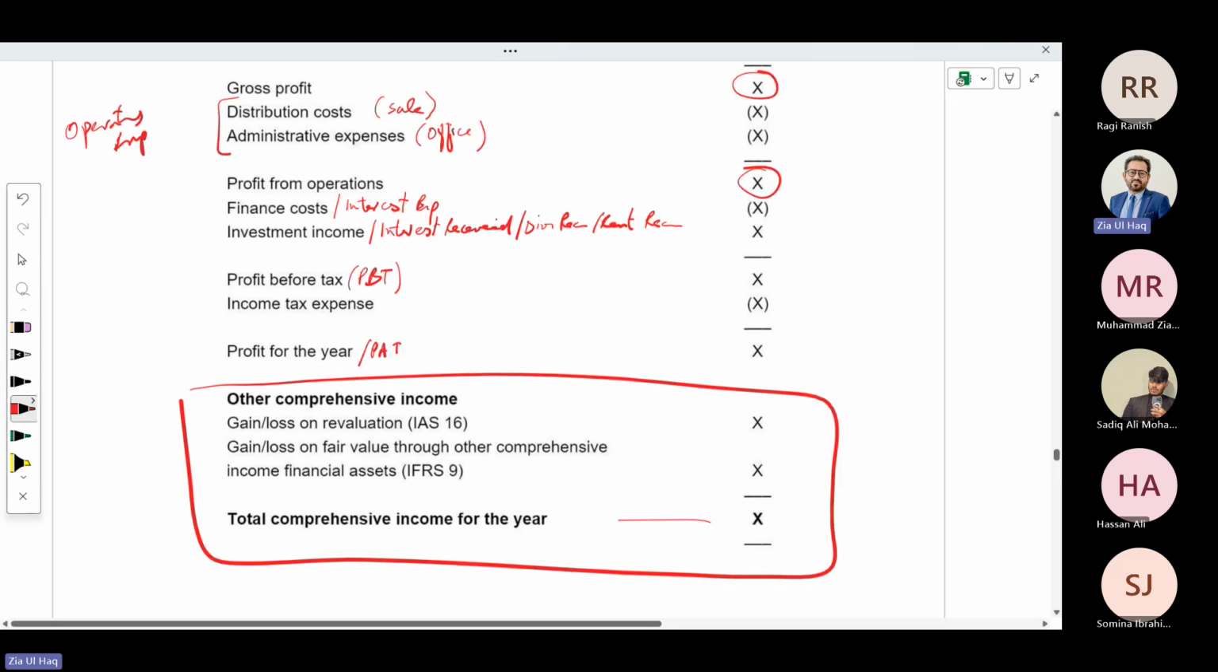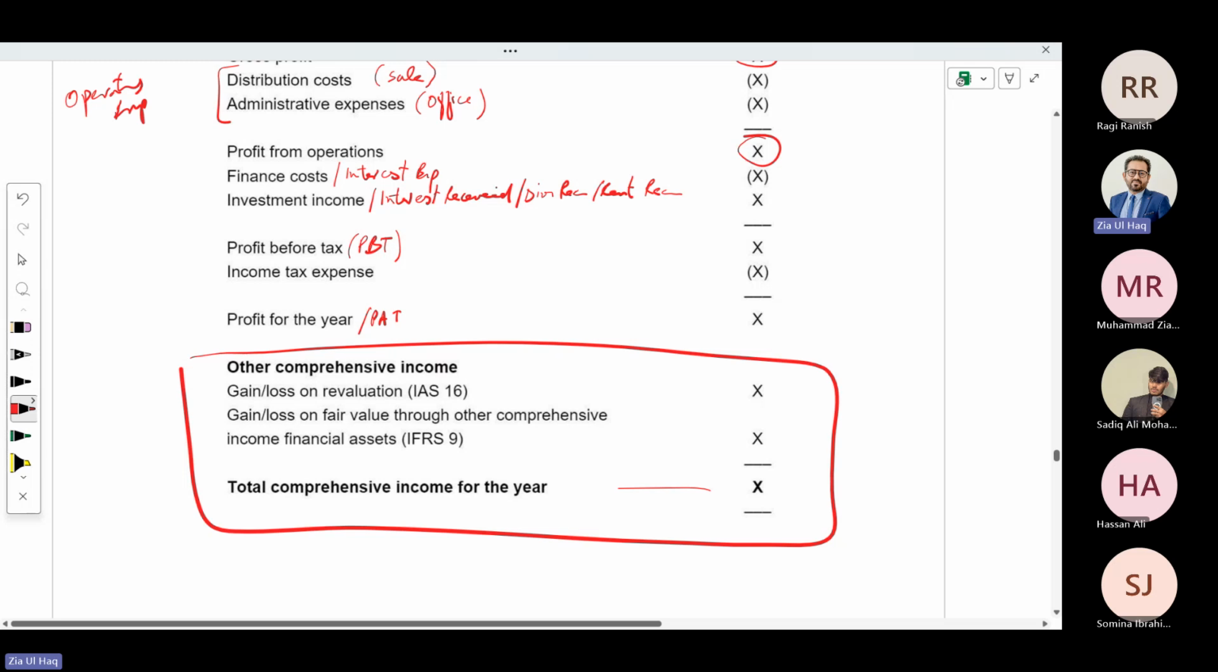And then after calculating profit for the year, we need to prepare other comprehensive income. In other comprehensive income, what we need to record is gain or loss on revaluation. If the company has revalued its assets and there is a gain, that will be positive. If there is a loss, that will be negative. And gain or loss on fair value through other comprehensive income, like financial assets, is not part of our syllabus; we will learn that in the SBR paper, IFRS. And then we need to show total comprehensive income for the year.